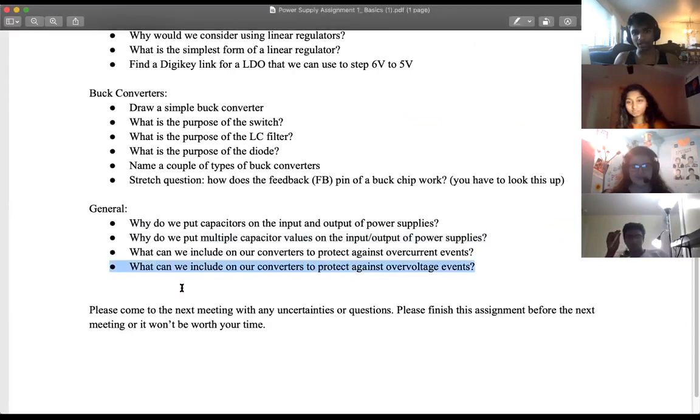Okay, next, Adi, what can we do to protect our converters against overvoltage events? I would have said capacitors, so I'll just stick with capacitors. Yeah, I'd say capacitors would work for very brief overvoltage events that are within the range of what your capacitors are rated for.